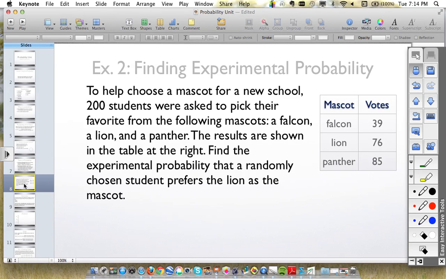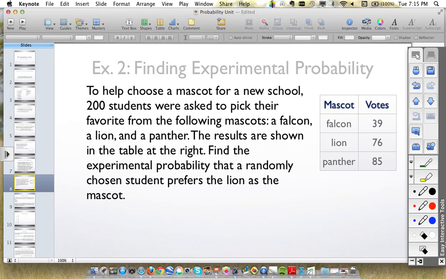To help choose a mascot for a new school, 200 students were asked to pick their favorite from the following mascots: a falcon, a lion, and a panther. The results are shown in the table at right. Find the experimental probability that a randomly chosen student prefers the lion as the mascot. All right, so they surveyed, they received all of these votes, and they want to know what's the probability of some students saying, yep, they voted for the lion.